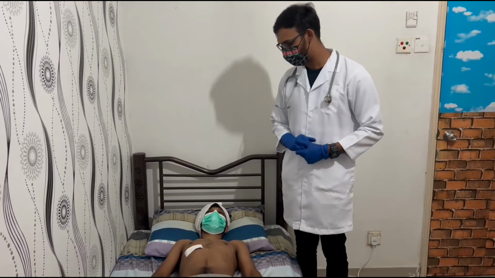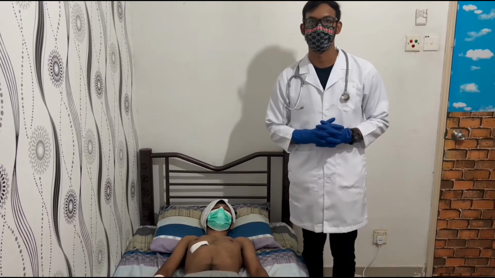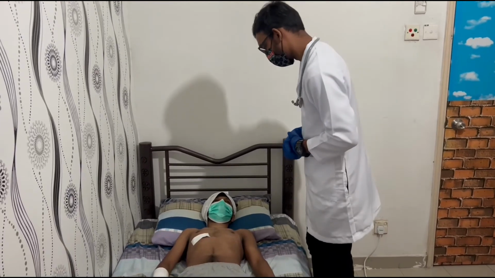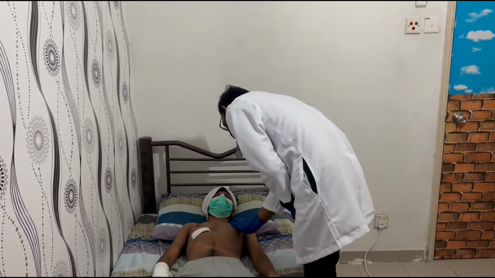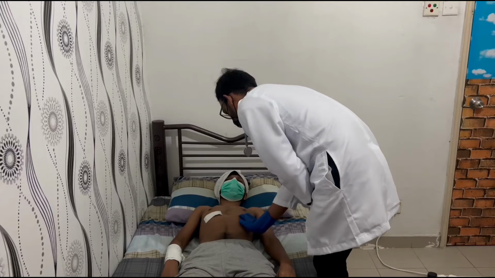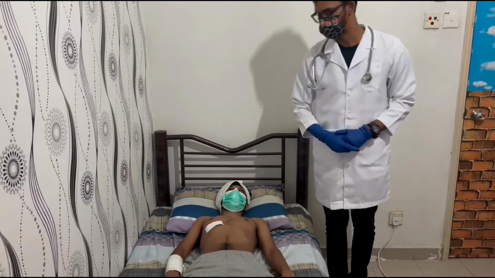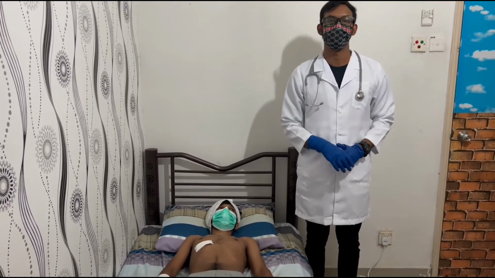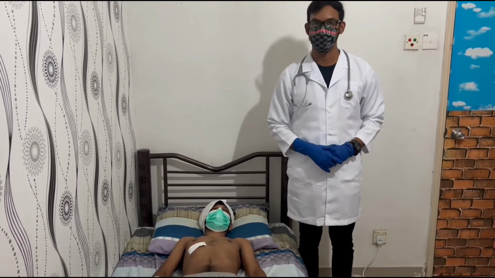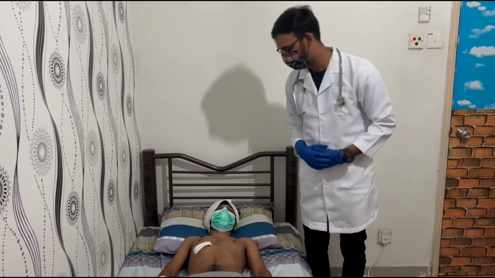Now I'm going to do the inspection. Okay, upon inspection, no signs of pulsation are noticed. Now I'm going to do the palpation. Okay, upon palpation, I've noticed that the patient's heartbeat is very low, mainly the apex beat is very weak. And now I'm going to percuss the patient.